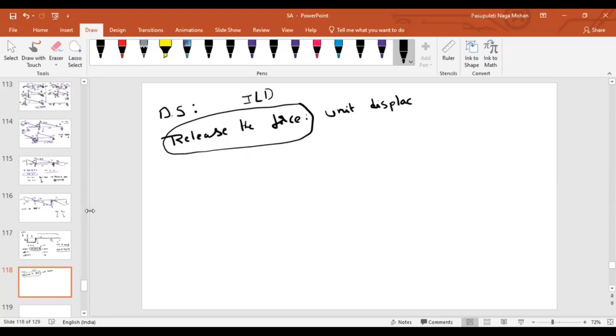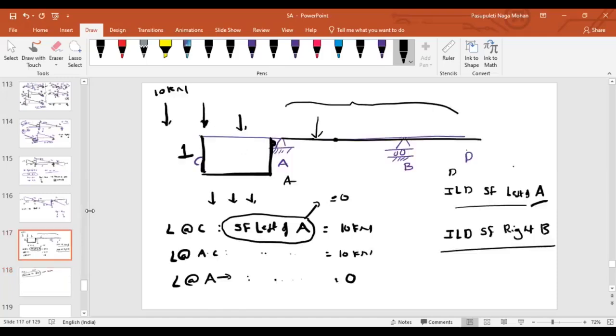If you want to draw the ILD for reaction, you have to release that reaction. Once you release that reaction, then only at that point it tries to deflect. So that is the concept of the Muller-Breslau principle: whatever the ILD that you want to draw, release that force, apply the unit displacement and draw the deflected shape of the structure. That is nothing but your influence line diagram for that quantity.